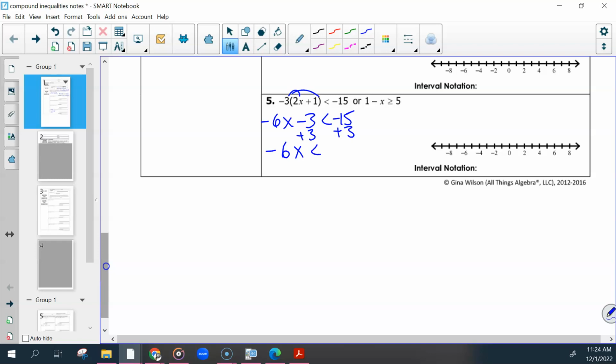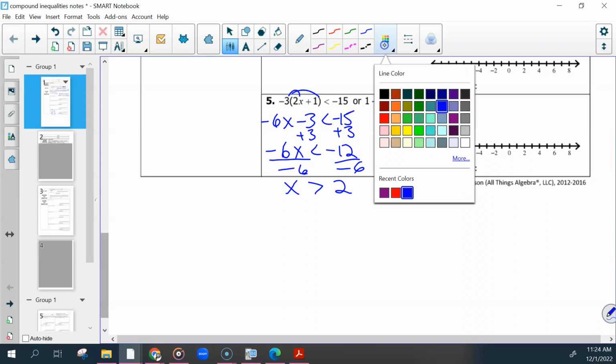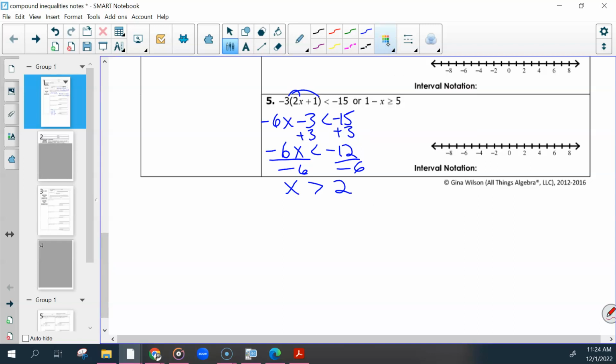So add 3 on both sides. So we get negative 12. Divide both sides by negative 6. Remember that when you divide by negative, your sign changes direction. And then go back and solve the other one. So here we would subtract 1. And remember that this is really negative 1x, so we can divide both sides by negative 1. And again, your sign would change directions.